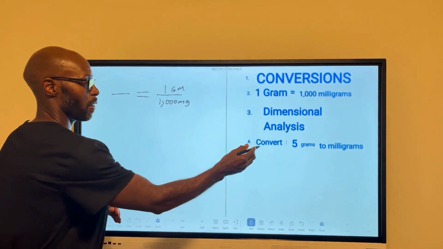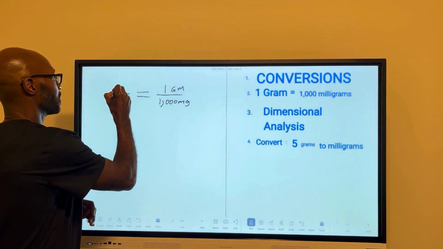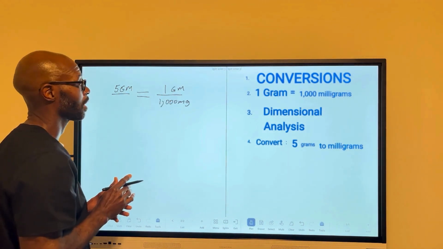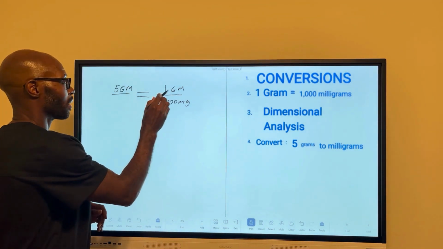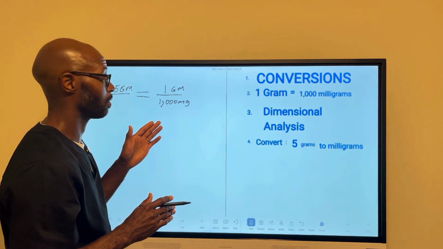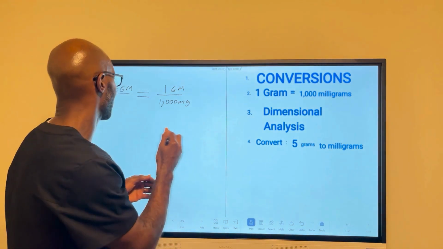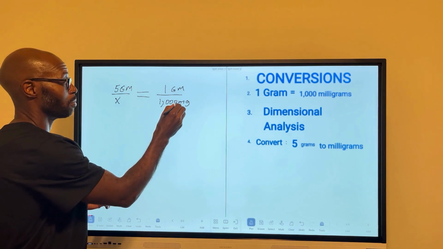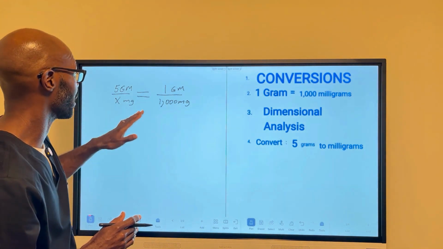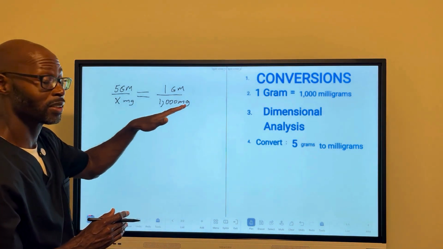We want to convert 5 grams to milligrams, so 5 grams goes on the top. There's 5 grams here and 1 gram here, I'm sorry. Those units are lining up. Now we're trying to figure out how many milligrams will be in 5 grams. We don't know that yet, so we write an X and then mg for milligrams. We're still lined up properly: grams on this side, grams on this side, and milligrams at the bottom on both sides.